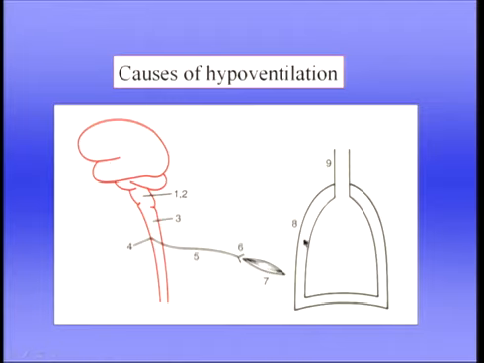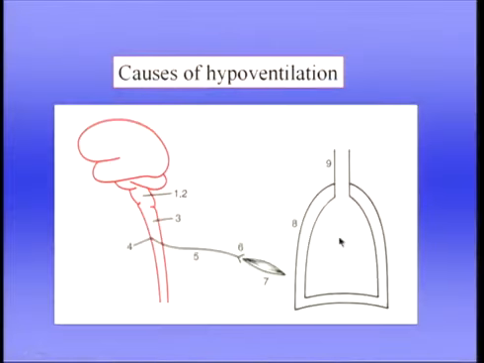Or we could have a problem with the chest cage, for example, a crushed chest. If you're involved in a car accident and you bang your chest against the steering wheel, you might get a fracture of the ribs, that's a crushed chest, and that can cause hypoventilation. And finally, you may have obstruction to the upper respiratory tract, the trachea in this case, caused by, for example, a cancer or enlarged lymph nodes compressing the airway. So there are all sorts of causes of hypoventilation, as you can see.